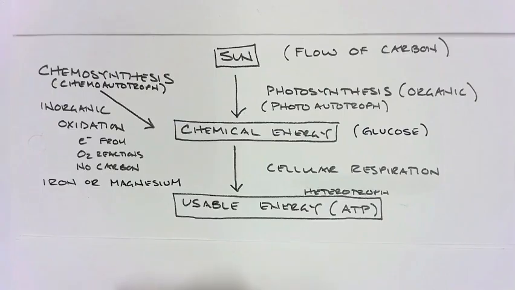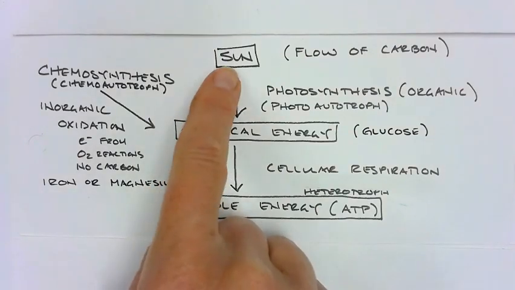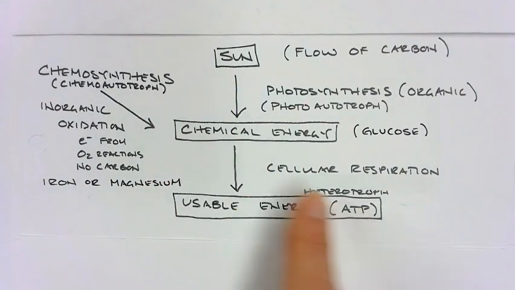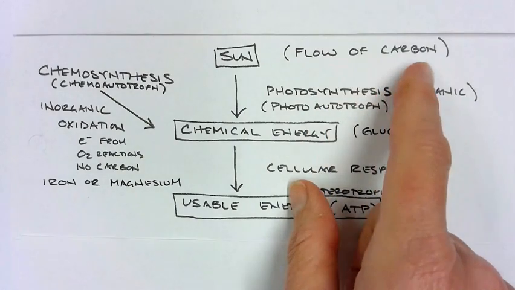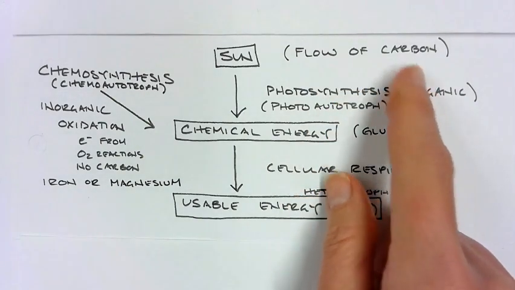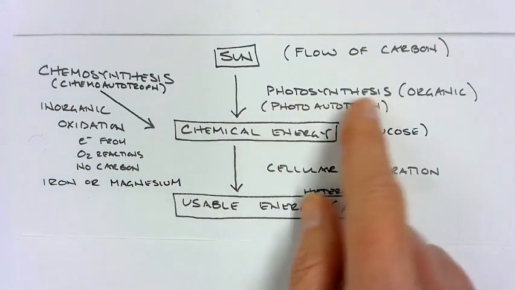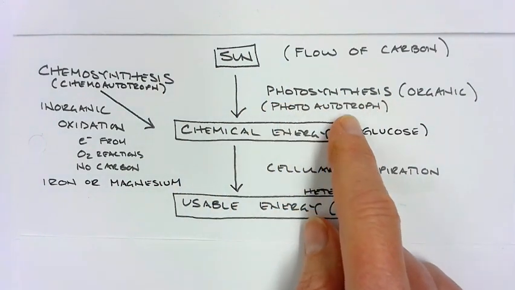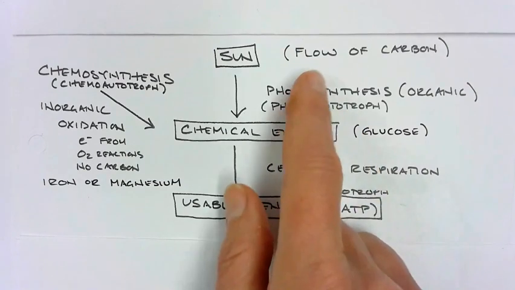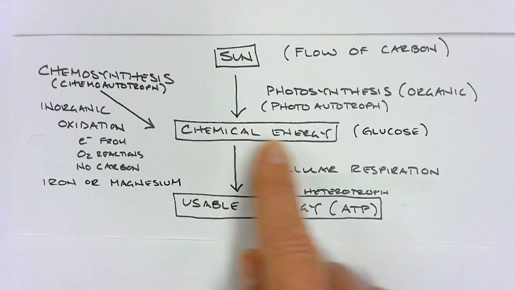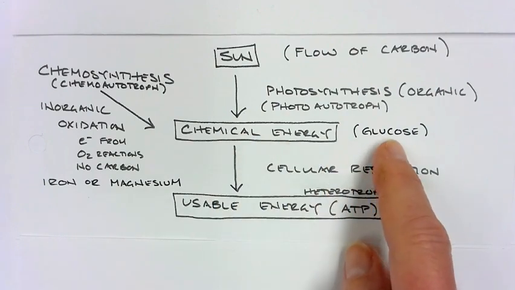Let's look at the big picture of the flow of energy from sunlight to ATP. We're going to follow, in this case, the flow of carbon. These are called organic molecules if it has carbon in it. And this is accomplished through photosynthesis, through photoautotrophs, such as plants, phytoplankton, and seaweeds. They convert sunlight into chemical energy in the form of glucose.